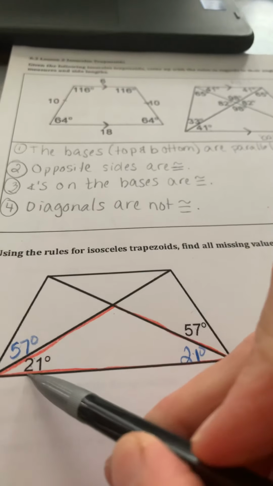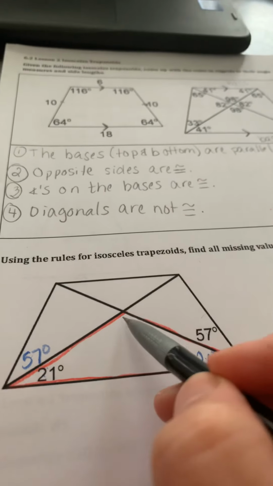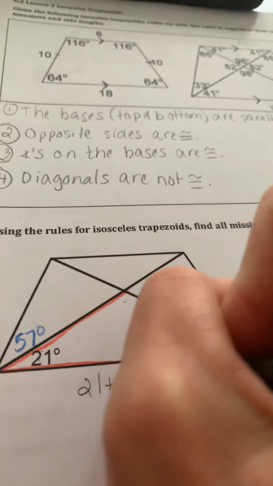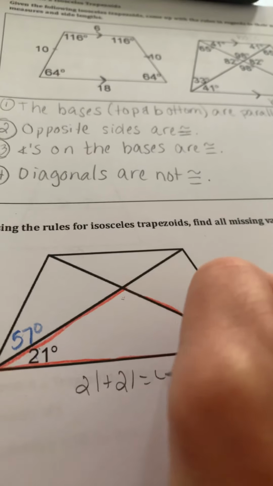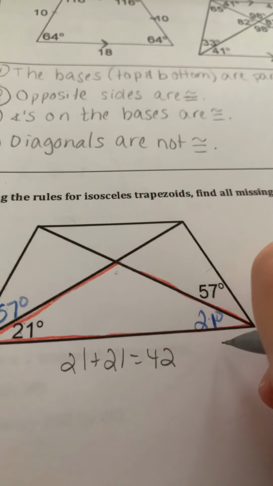So we have 21 and 21. Again, how do we find the missing angle measure here? Well, we have to add 21 plus 21. We know that is 42. And all the angle measures have to equal 180.